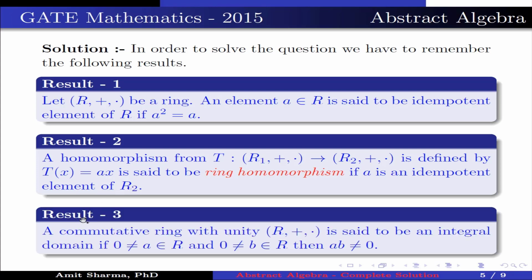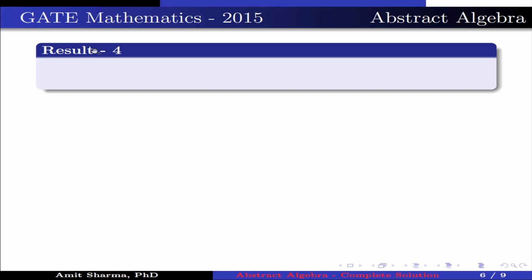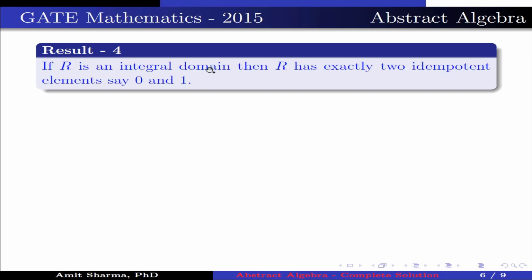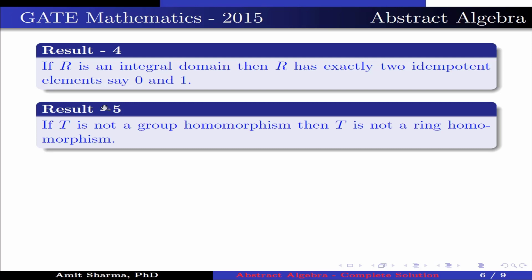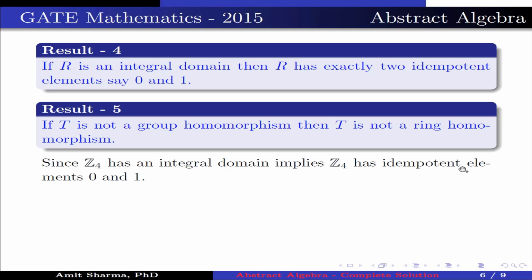Result number 3. A commutative ring with unity R is said to be an integral domain if a not equal to 0 belongs to R and b not equal to 0 belongs to R, then ab is not equal to 0. Result number 4. If R is an integral domain, then R has exactly two idempotent elements 0 and 1. Result number 5. If T is not a group homomorphism, then T is not a ring homomorphism. Since Z4 has an integral domain, this implies Z4 has idempotent elements 0 and 1.